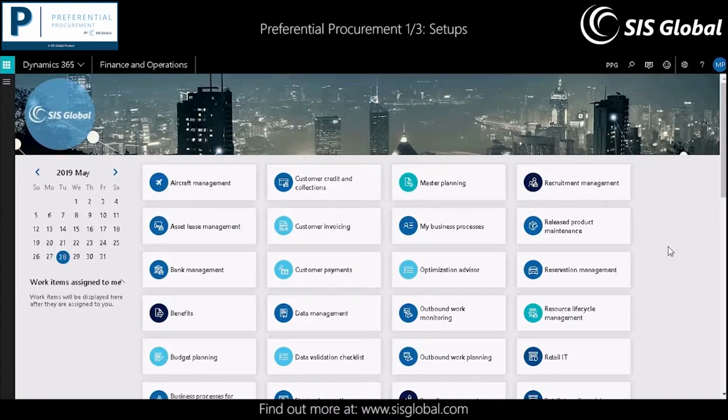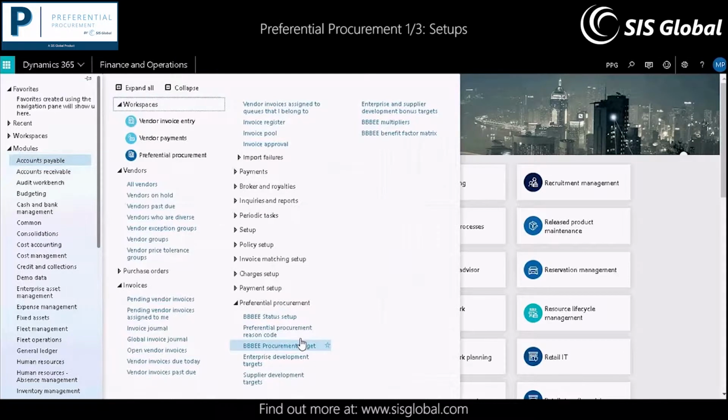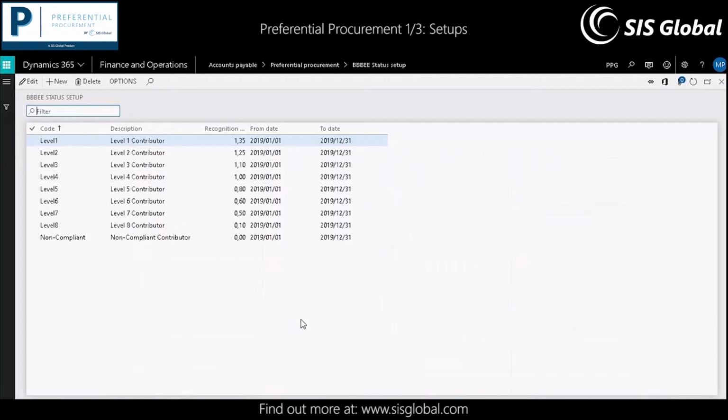Let's navigate to Accounts Payable, Preferential Procurement to review our setups. Firstly, we have the B-BBEE status setup. Each of these setups indicate a different recognition level as described in the BEE Codes of Good Practice. And each recognition level is date-driven to be used over a specific measurement period.